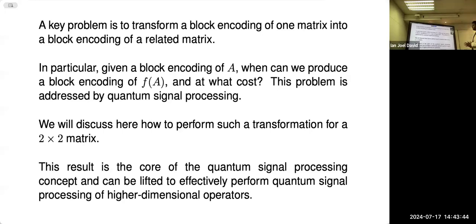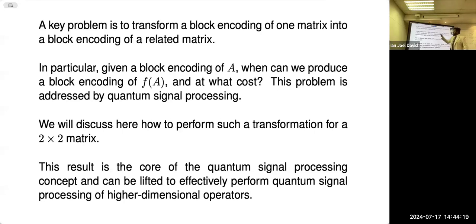So a key problem is to transform a block encoding of one matrix into a block encoding of a related matrix. Effectively, if you have a block encoding of A, you want to produce a block encoding of f of A. Why do you want a block encoding of f of A? Because you want to easily extract it once you're done. You don't want f of A being all over the place in the matrix. You want A to be in one corner of the matrix, and after I transform it, f of A is in the other corner, which is easy to extract. That's the logic behind why you want a block encoding.